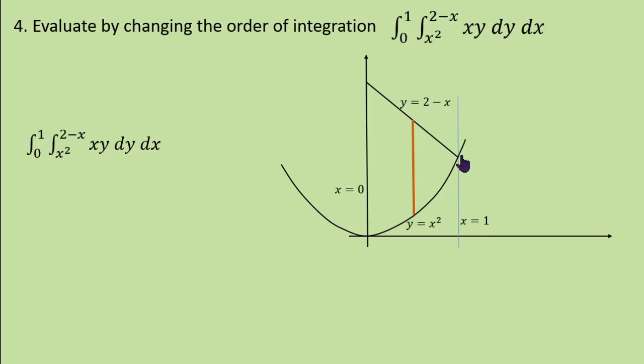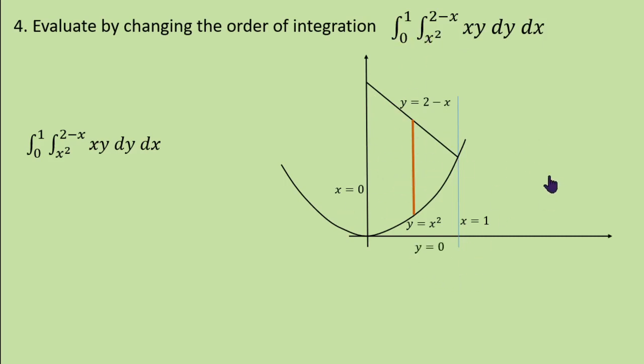when x equals 1, y is also 1, y from 0 to 1. The upper limit of x is root y. But here the upper limit of x is 2 minus y, so it is linear. Therefore, you split this area when you change the order of integration. How to split this area?